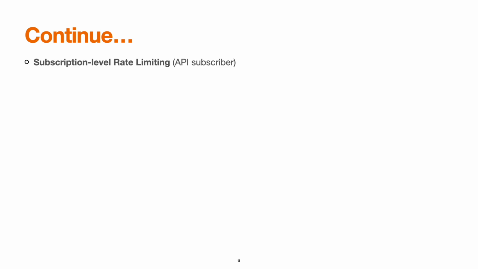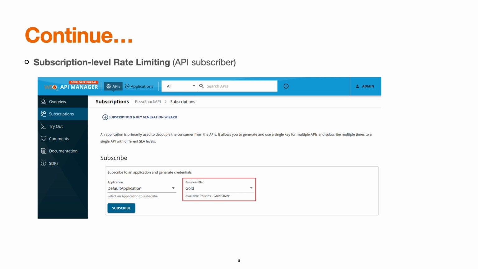Next, we have subscription level rate limiting via the developer portal for API subscribers. Once the subscriber logs in to the developer portal, while subscribing the application to the particular API, they must provide the subscription tier. Based upon that particular subscription, the API consumer would be allowed to consume the API.